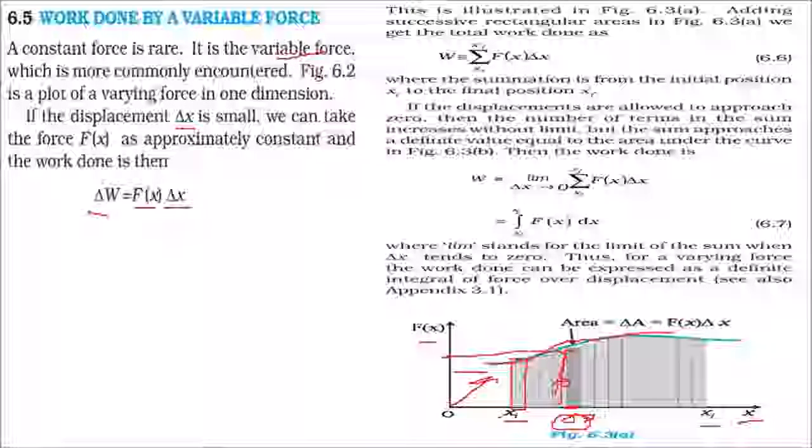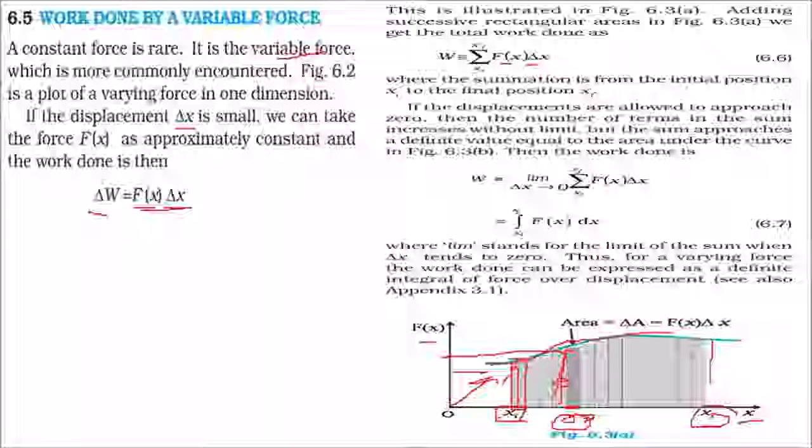So delta W will be Fx into delta x. How to find out the complete work done from here to here? You can integrate from xi to xf this value. So you can just sum these strips, from xi to xf, Fx delta x.